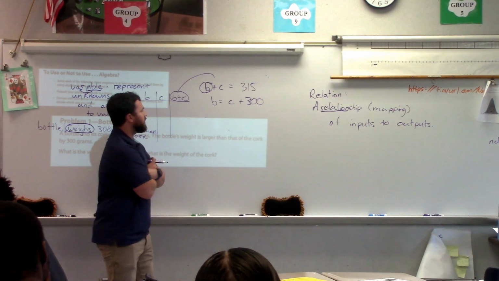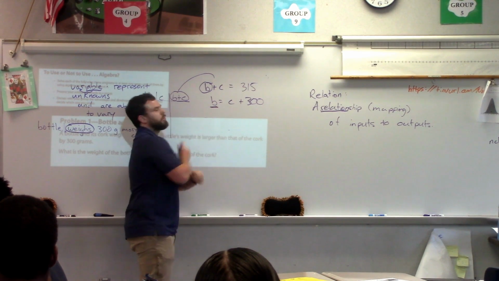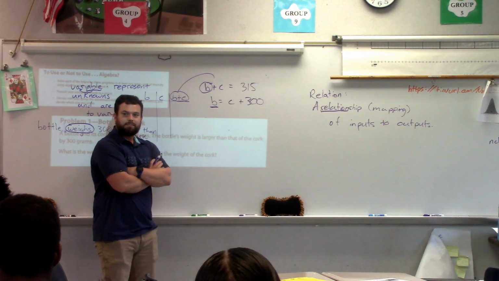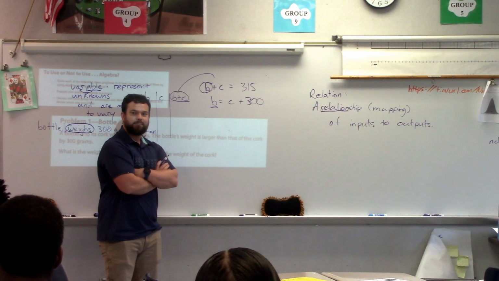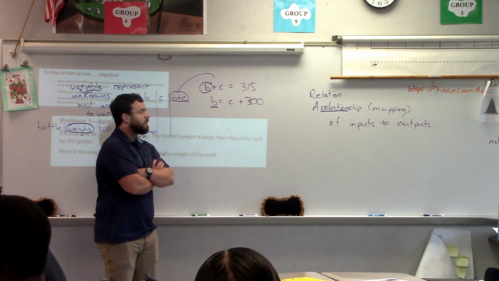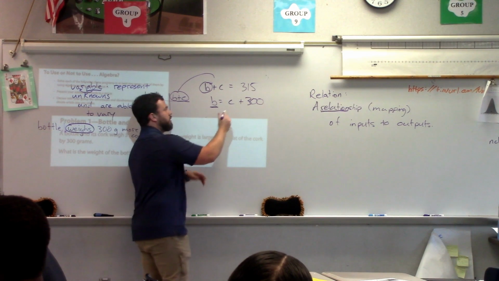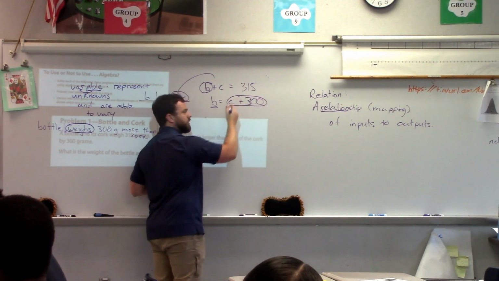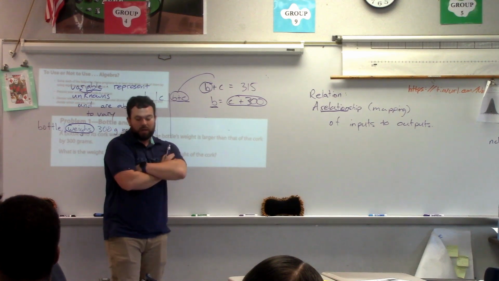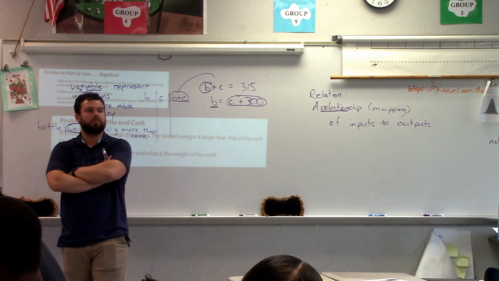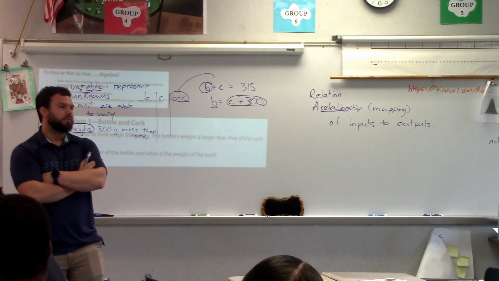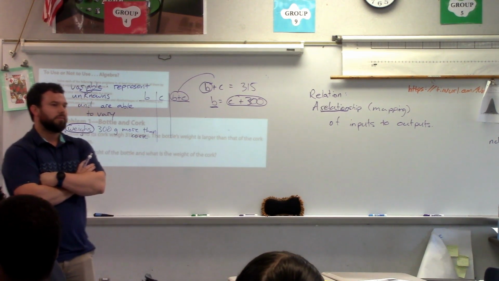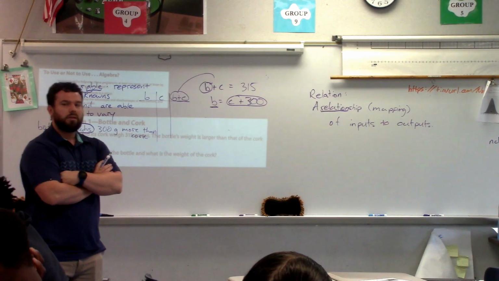Okay, let me ask this. Chelsea, what is the bottle equal to? The cork and 300 more. Okay, so the bottle is equal to the cork, but 300 more. C plus 300, right? So John, what could I substitute in for the bottle? 300. John, no idea? Okay, I'm going to come back to you.